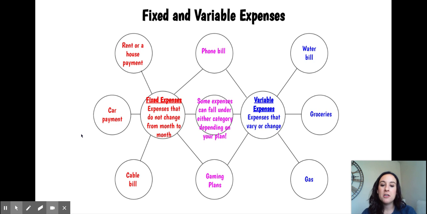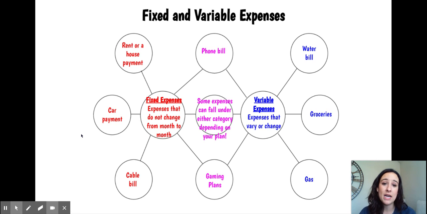A gaming plan could kind of work that way as well. I know my brother, when we were little, he had an Xbox Live subscription, and he would pay, I think it was $10 every month. That was a fixed expense. But some of you guys may have a gaming subscription where you pay more to access different things. And so that would be a variable expense depending on what you want.